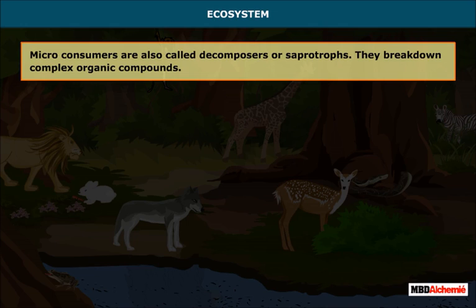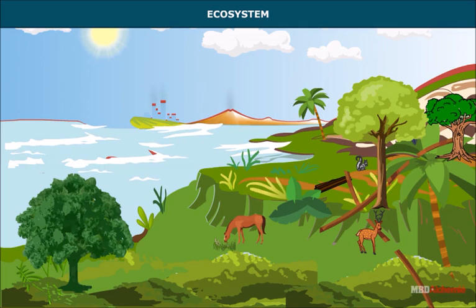Microconsumers are called decomposers or saprotrophs, which break down the complex organic compounds of dead bodies of both plants and animals. These include bacteria and fungi. All the components of an ecosystem participate in the maintenance of an ecosystem in a systematic manner, functioning as a unit. The major functions of an ecosystem are productivity, energy flow, and nutrient cycle.